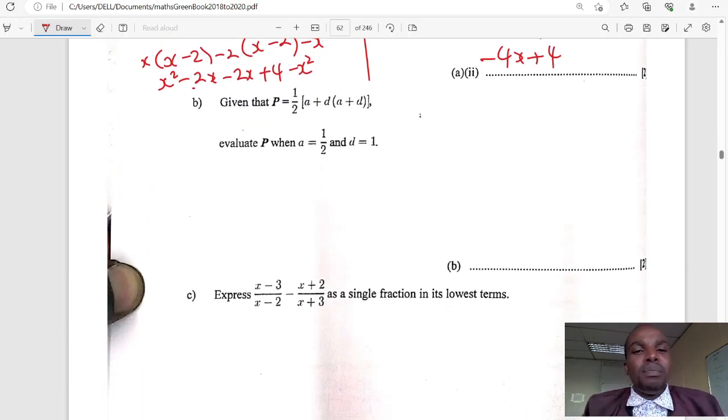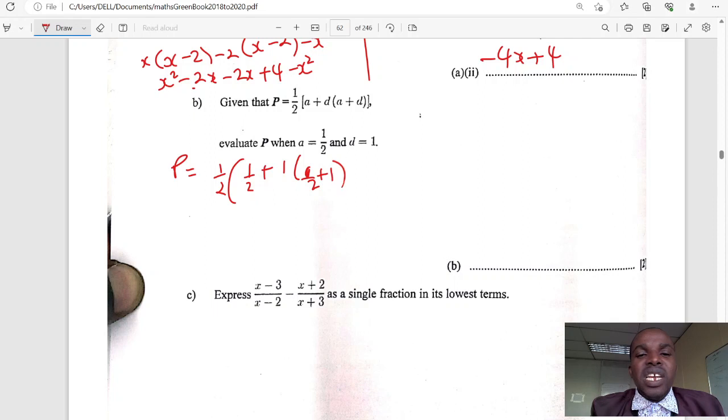Then next, given that P is equal to this one, evaluate P when a is equal to half and d is equal to 1. Where there's a, you put half, and where there's d, you put 1. It's just a matter of substitution, right? Then you maintain your half here. Then half plus 1 is 3 over 2, times 1 is 3 over 2, like this.